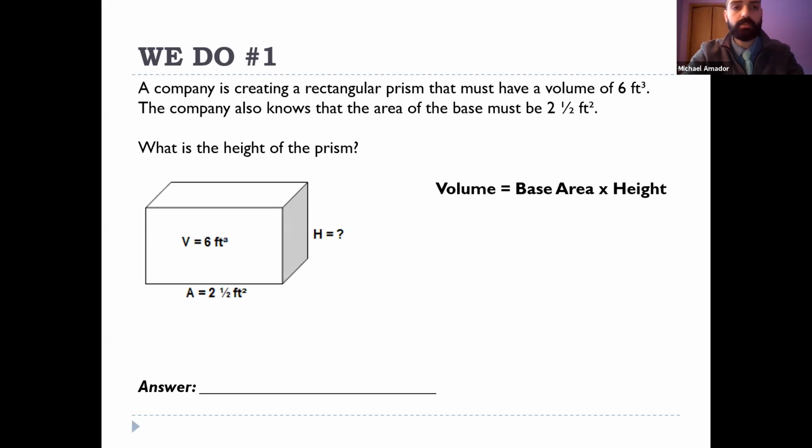So going back into our problem, we see that the volume has to be 6 cubic feet and the base area is 2.5 feet squared. The thing that we're looking to find is the height. What is your plan to find the height now? The last step for finding the height. Everyone is taking, I see some hands already. Take 15 seconds to write down on your paper how you will find the height.